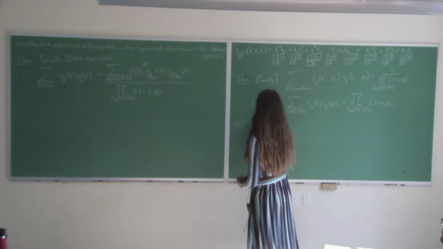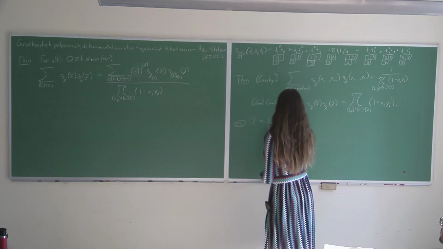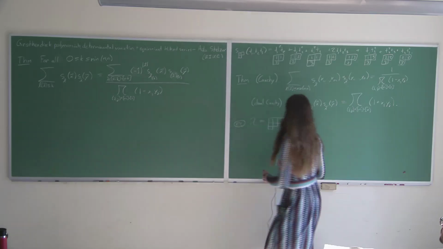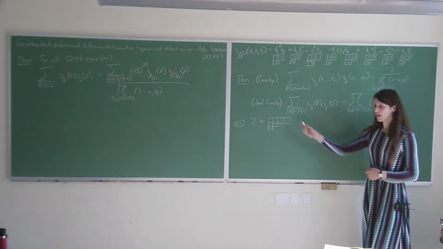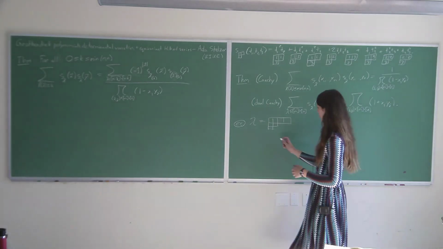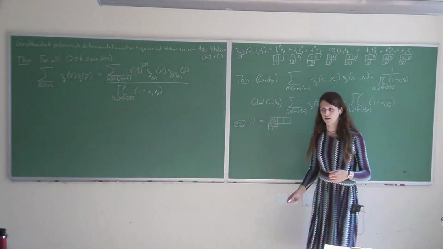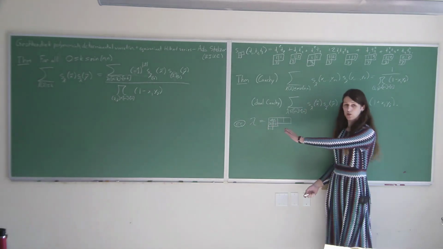Let's take lambda to be my favorite partition, which is 4, 2, 1. So this partition has a statistic associated to it, which is sometimes called its rank. The rank is the side length of the Durfee square, which is the largest square contained in its Young diagram. So this partition has rank 2.